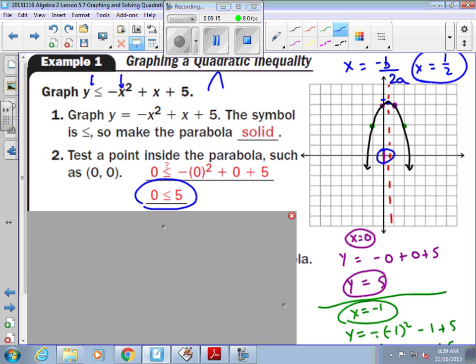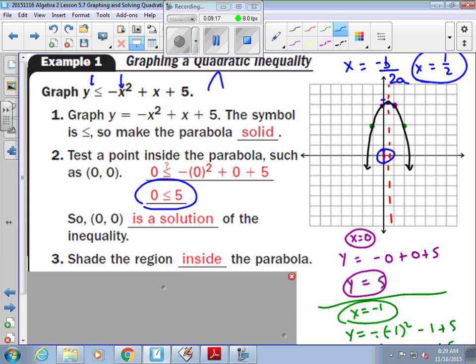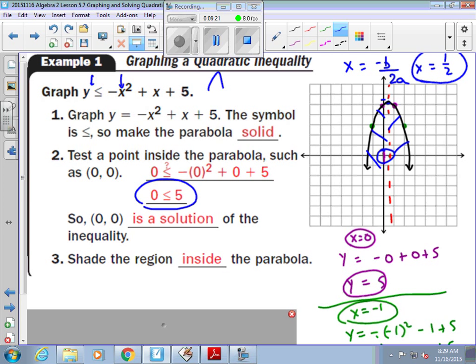Since it is true, you're going to shade everything. Since it is a solution, you're going to shade everything towards 0, 0, or everything inside of the parabola.